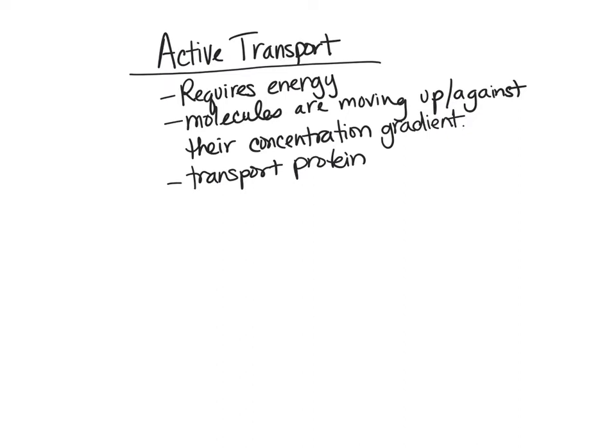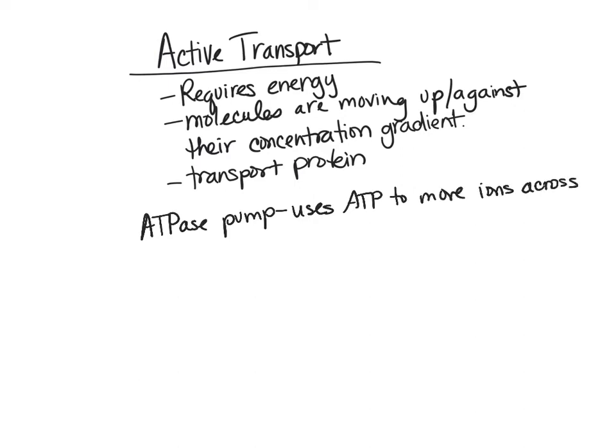So one type of active transport protein is the ATPase pump. The ATPase pump is one that uses energy from ATP, hence the name, to move ions across the membrane. So this is a transport protein. It's going to bind the ion.